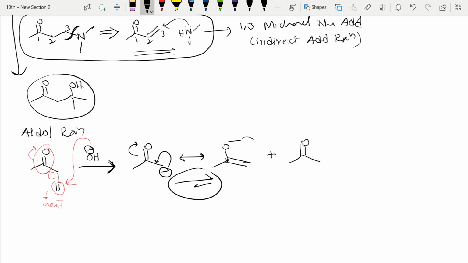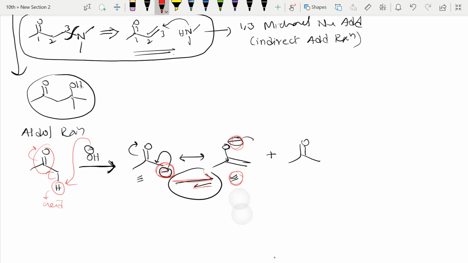So what happens? I told you the equilibrium will be more towards this compared to this. The reason is that an electronegative atom is there, oxygen, which can hold this negative charge nicely compared to this carbon, which is less electronegative. It can't hold a negative charge like oxygen. So the equilibrium will be more towards this side compared to the left side.